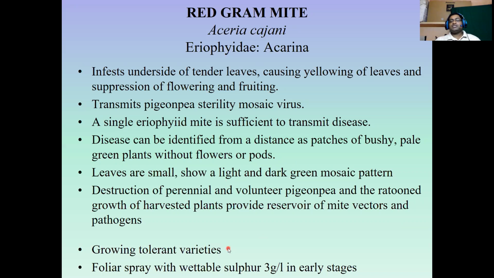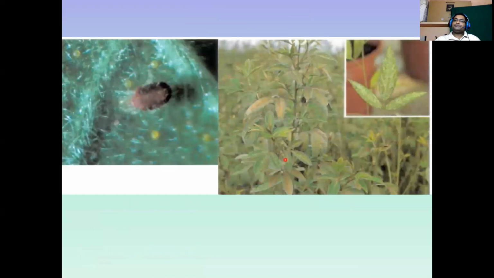Grow tolerant varieties and spray vegetable sulfur. Sulfur can work to manage these mites. There is no need to apply other chemicals. By dusting the sulfur, you can easily manage this mite.